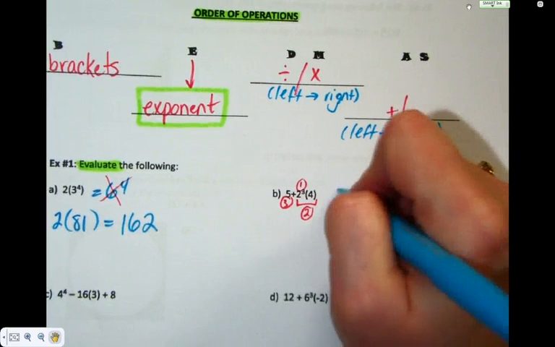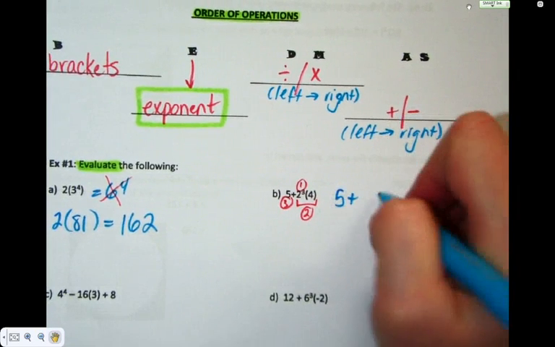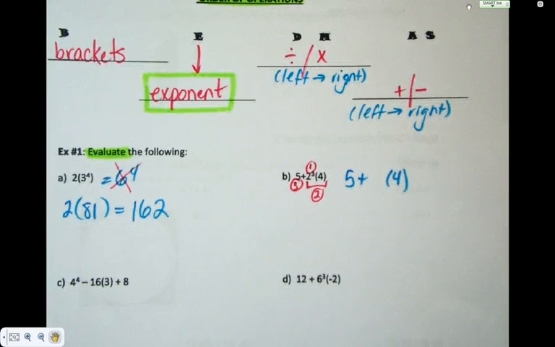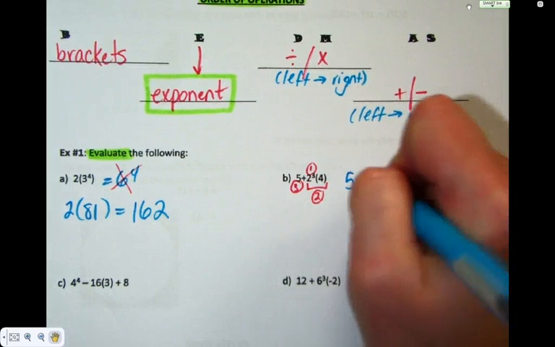So I'm going to keep the 5, I'm going to keep the addition sign, I'm leaving a space, and I'm going to keep that 4 in brackets. I'm keeping everything except that 2 to the 3. 2 to the 3 you would be expected to do without a calculator. So 2 times 2 times 2, 8.